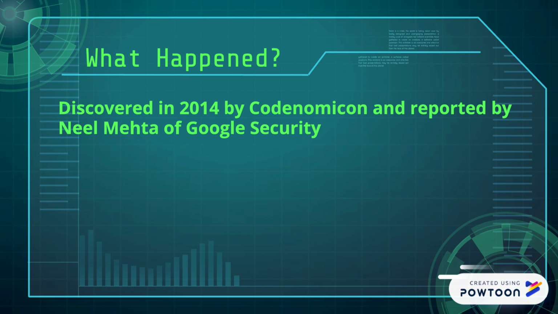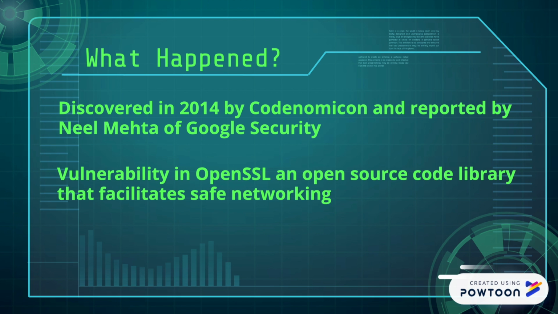What happened? In April 2014, a group of security engineers at Codenomicon, as well as Neel Mehta of Google Security, discovered and then reported the Heartbleed bug to a team at OpenSSL. They discovered that there was a vulnerability within OpenSSL, an open source code library that facilitates secure networking between two endpoints that aims to protect against eavesdropping with cryptographic technology.